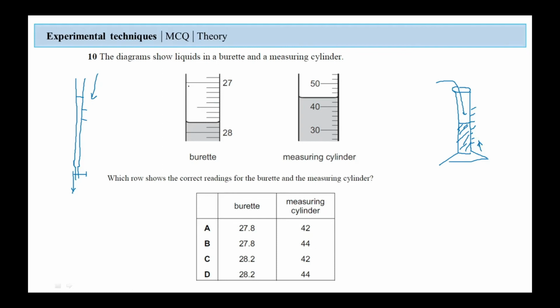So the value here in the burette will be equal to 27, and here you have 27.5, 27.6, 27.7, 27.8. So here the value is 27.8.